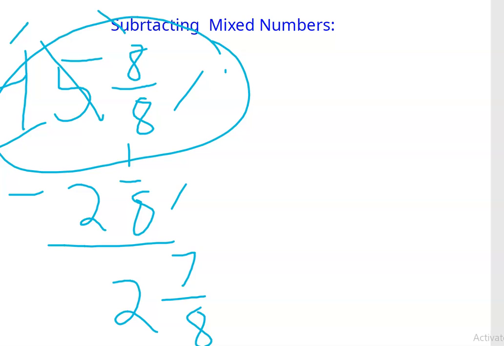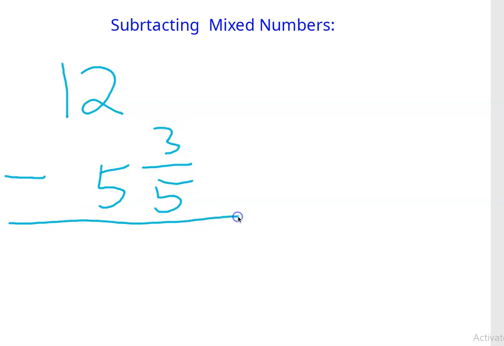So let's do one more. This will be the one that you're supposed to pause the video on and try it yourself. But let's do 12 minus 5 3/5. So go ahead and pause the video. Okay, welcome back. So 12. So again, you can't take 3/5 away from nothing. This is officially 0/5. So let's do the regrouping.